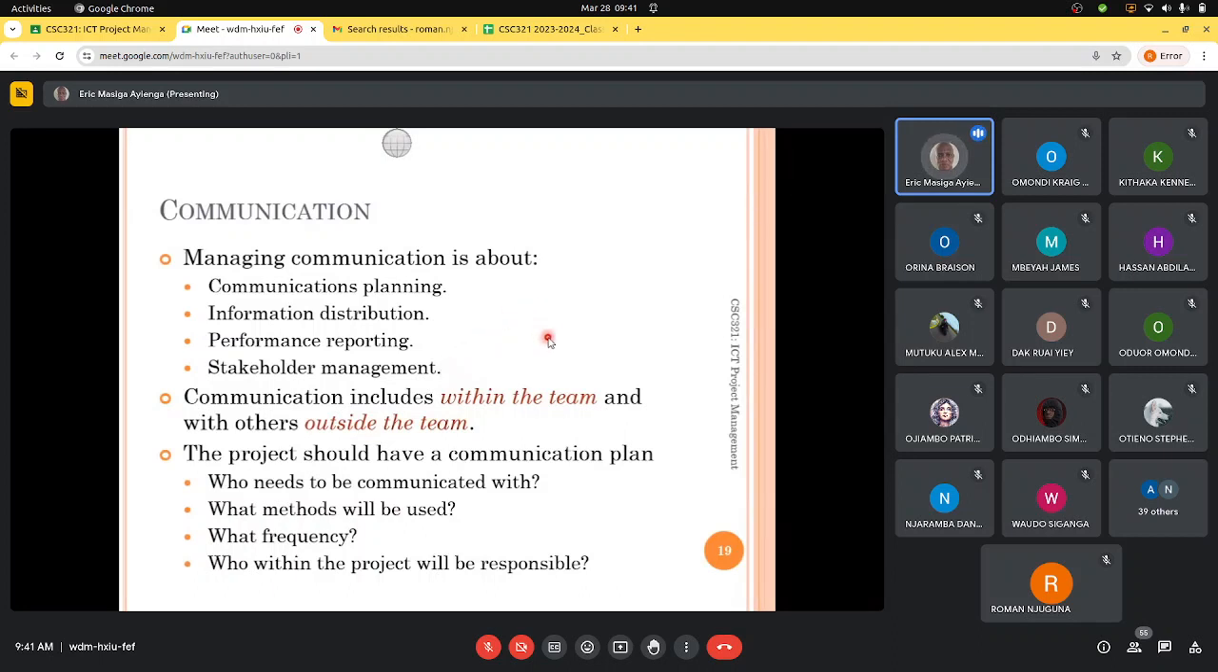So communication includes within the team and with others outside the team. This communication needs what is called a communication plan, which specifies who needs to be communicated with, what methods will be used, what frequency, and who within the project will be responsible.